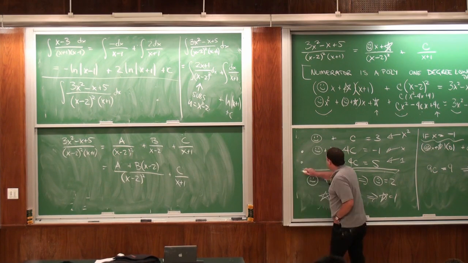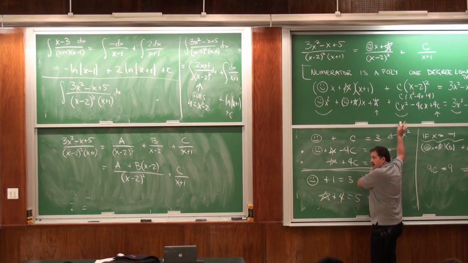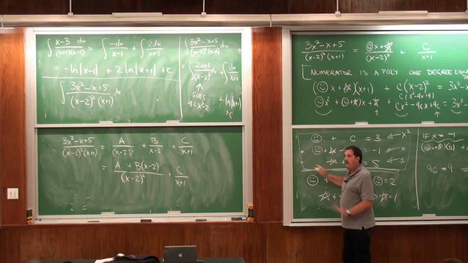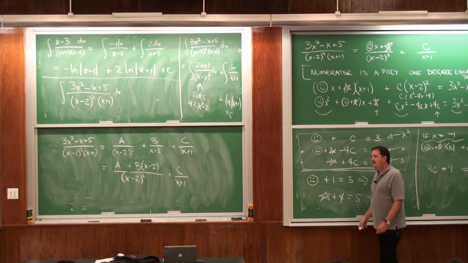I can forget about the other method entirely, and just solve this by itself. So if you're confused by the other method, forget about it. Just solve these three equations and three unknowns. You get the same answer. I guarantee it. But it's slow. It sucks. But you're welcome to do it.